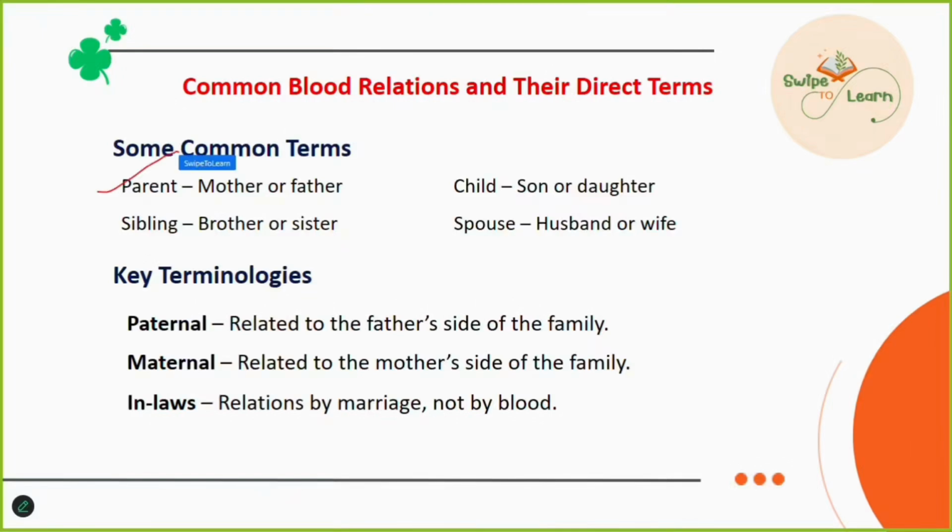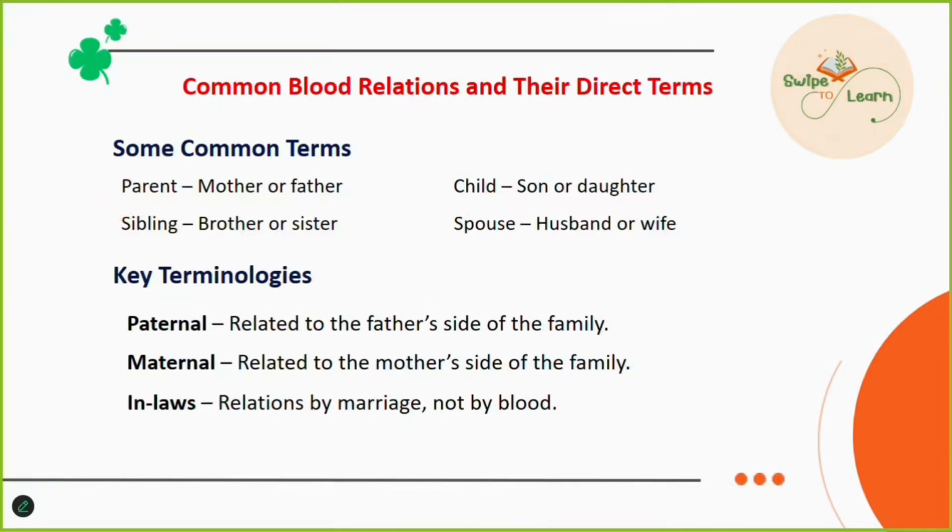The very first thing is a parent. A mother or a father is called a parent. Coming to sibling, your brother or your sister is your sibling. And then child. Either your son or your daughter will be considered your child. And then a spouse, a husband or a wife is considered a spouse.